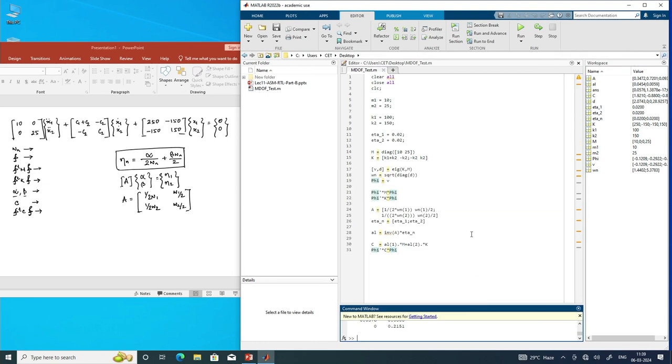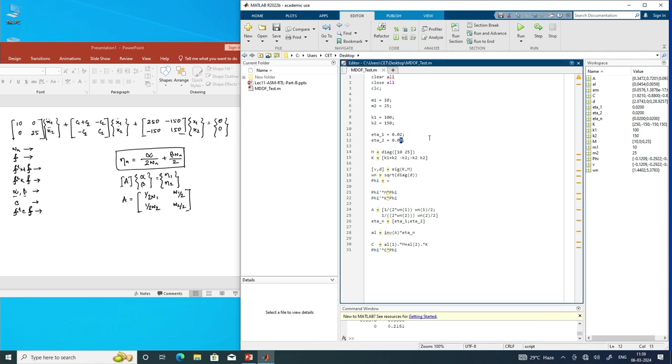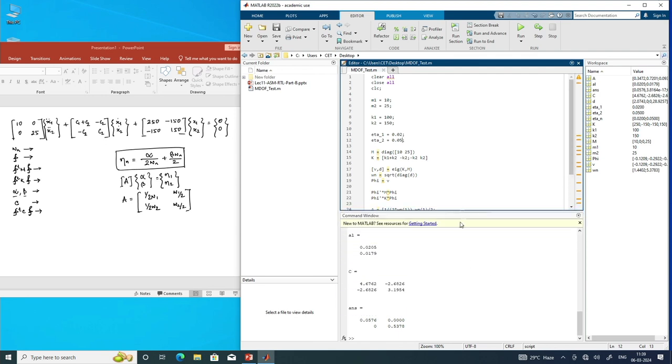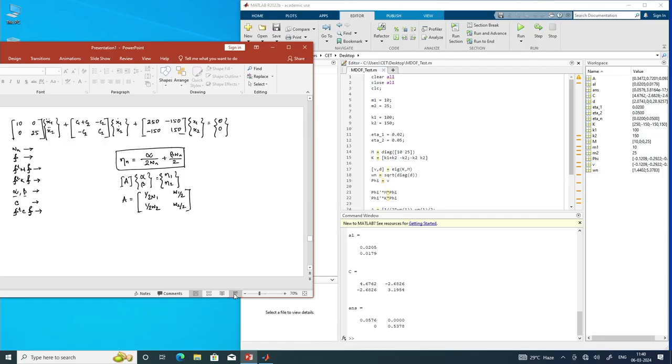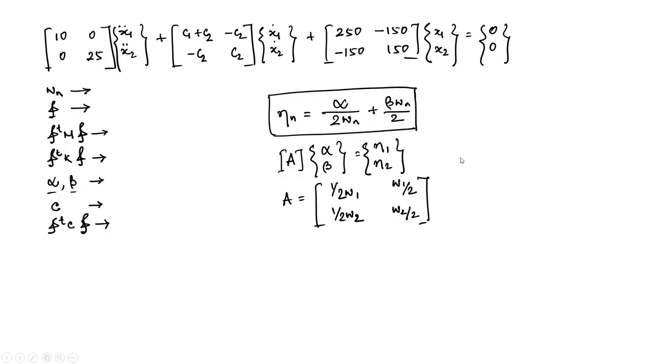Now, if I change it say 1 is 2%, another is say 5%, then we can easily estimate what will be the C matrix and what will be the respective alpha and beta. So, that is how we actually solve the system, and the moment we have this alpha and beta, then we can find out the solution. So, that clearly shows you how we can use the concept of modal decoupling of the already coupled equation of motion in the original space.